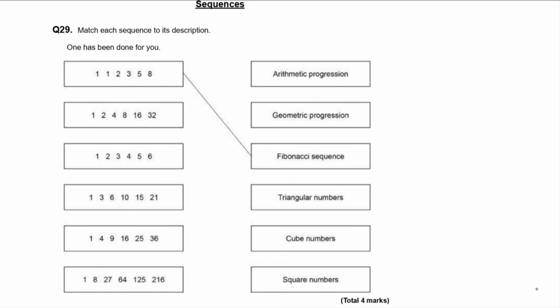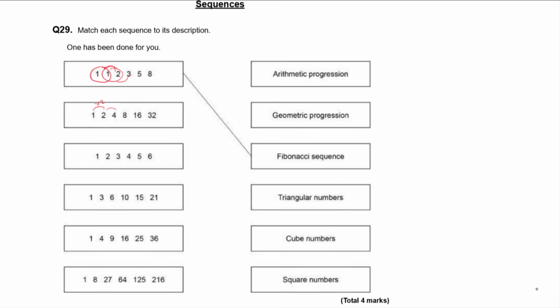So match each sequence to its description. One has been done for you. So we've got 1, 1, 2, 3, 5, 8. That's the Fibonacci sequence, isn't it? Where each term is the sum of the last 2. So there we go. Next one, I've got 1, 2, 4, 8, 16, 32. Now that's like a power sequence, isn't it? It's like powers of 2. So I think this one is going to have a common ratio. It's times 2 each time, isn't it?